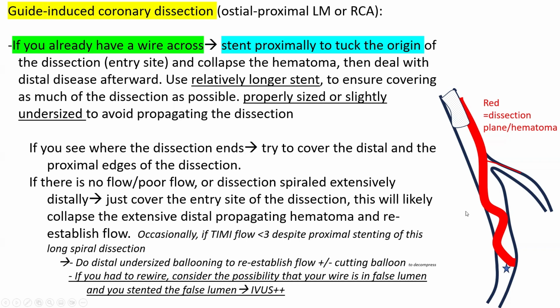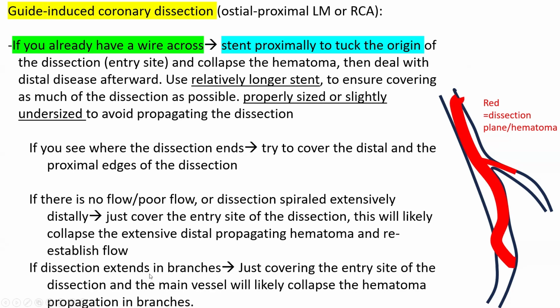Also keep in mind, if you had to rewire, then consider the possibility that your wire is in the false lumen and what you stented is in fact the false lumen, and that's why you're not reestablishing flow. So it's very important to IVUS in this case and make sure you're in the true lumen.